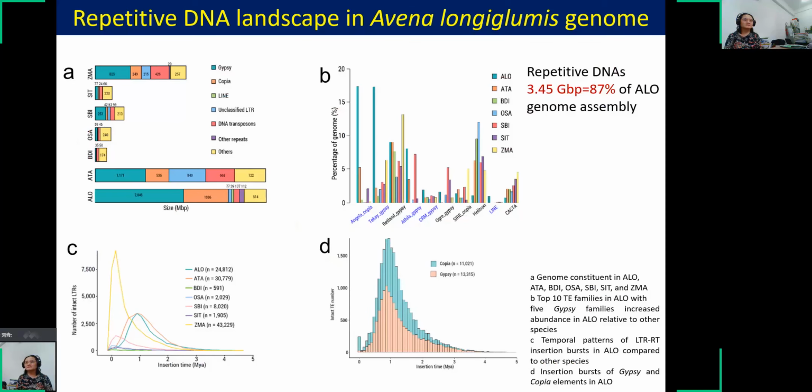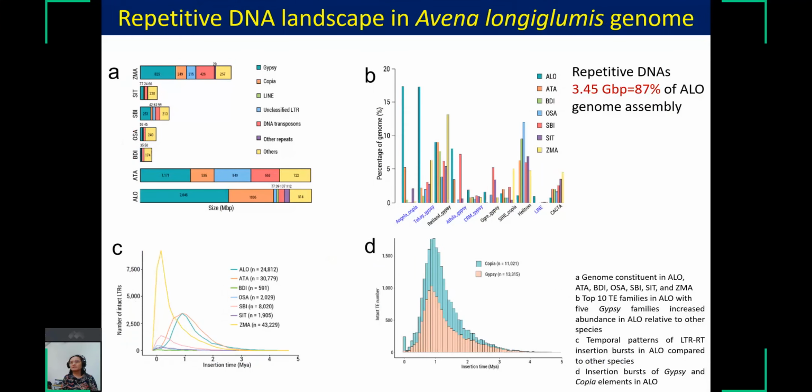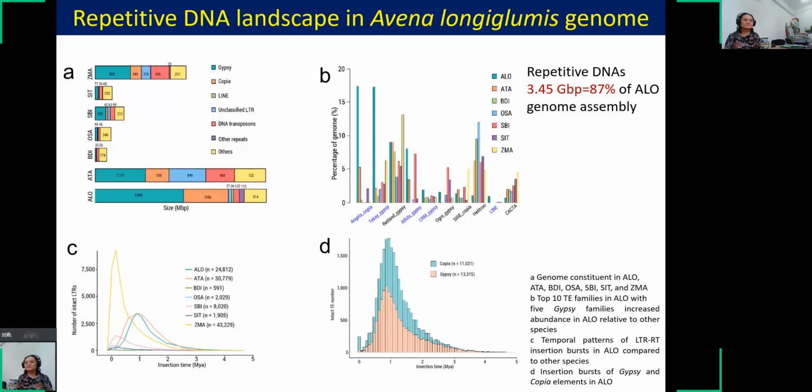Compared with other 6 classes, the repetitive DNAs are responsible for the interspecific genome size difference. ALO had a lower proportion of DNA transposons. The 10 most abundant TE families represent about 60% of the ALO genome assembly. Recent bursts of both Gypsy and Copia around 1 million years ago contributed to the ALO genome expansion.